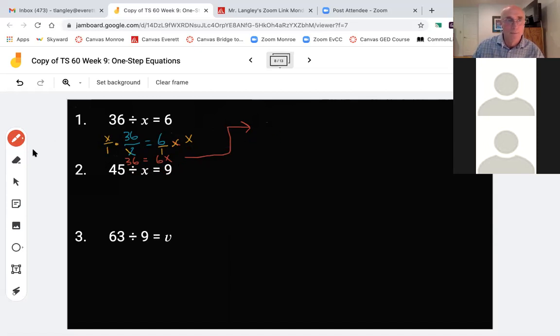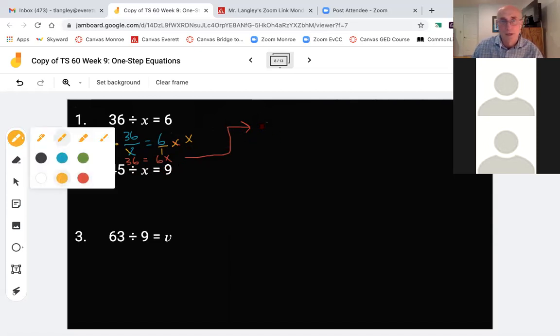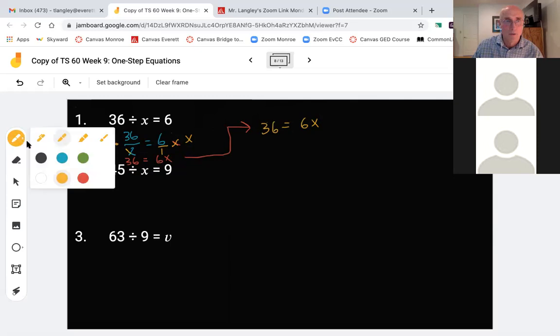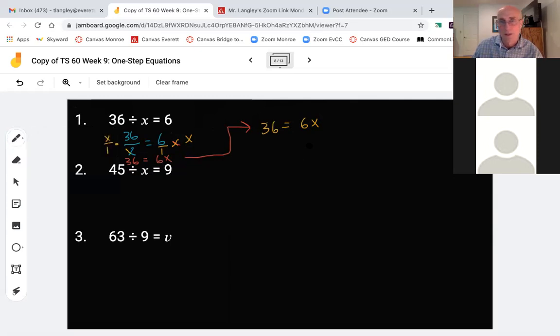I'm going to rewrite it here, so it's 36 equals 6x. At this point, it's easier to do, because here's the side with the variable, and I've got multiplication going on here. The opposite operation is division. Divide this by 6, and that leaves me a canceled out 6 with x equaling 6.